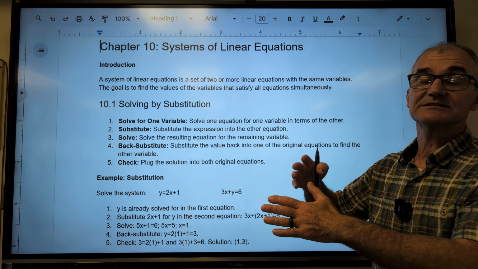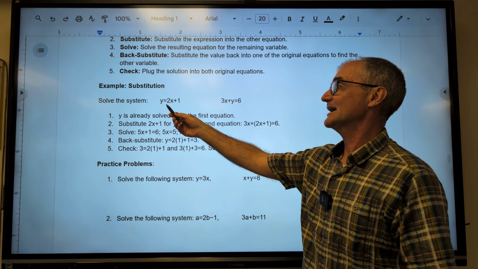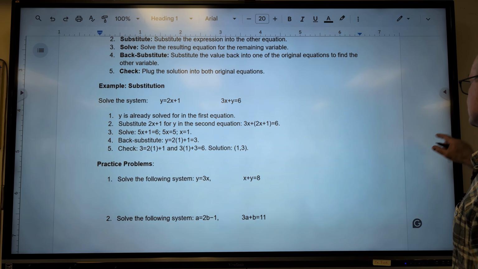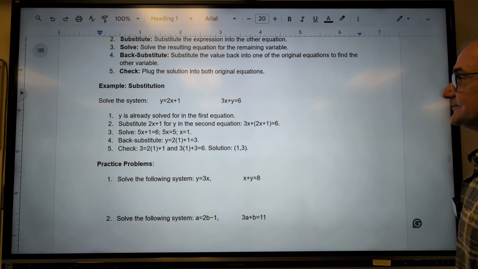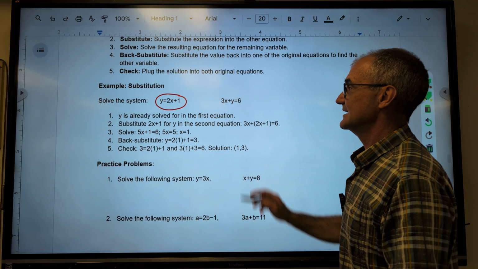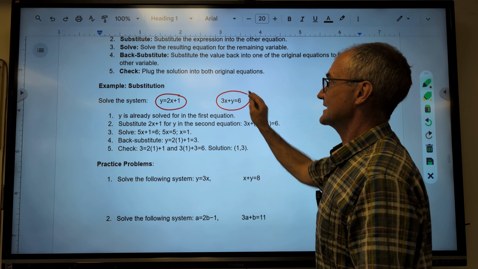So let's say right here I have a system of equations. It is called a system of equations because I have multiple equations. If I have two variables, I have to have two equations to solve. So if this is my first equation, y equals 2x plus 1, and this is my second equation, I can't solve them unless I somehow combine them. So again, two variables have to have two equations.